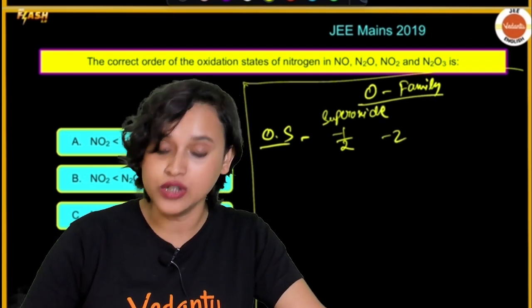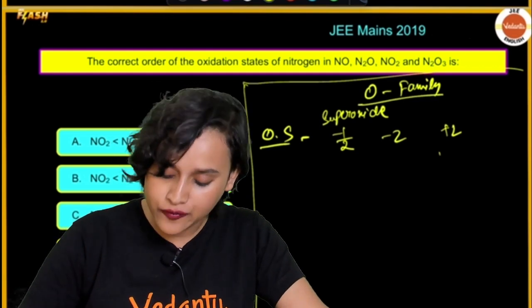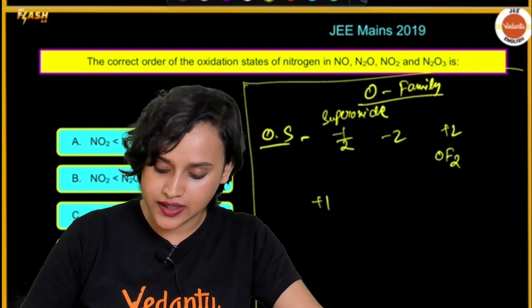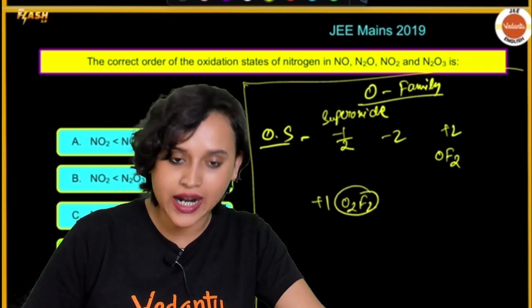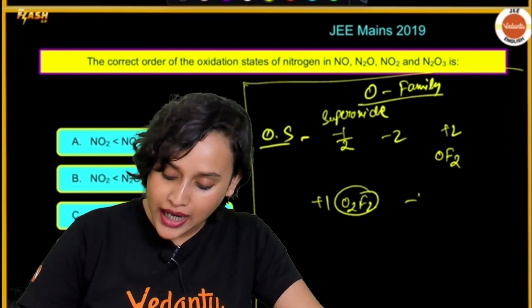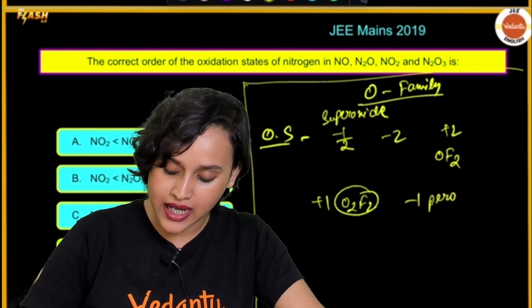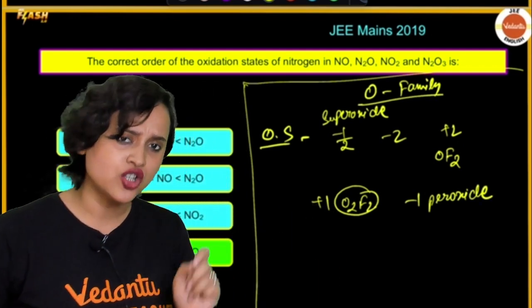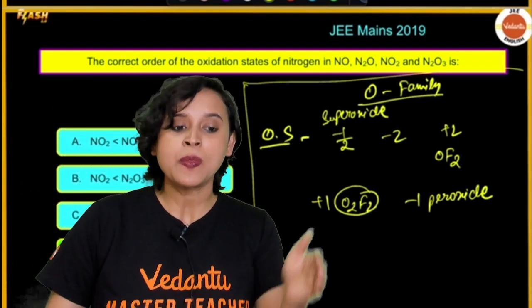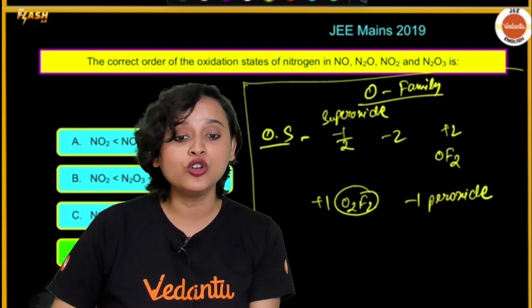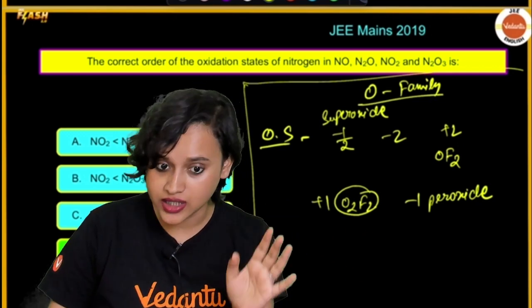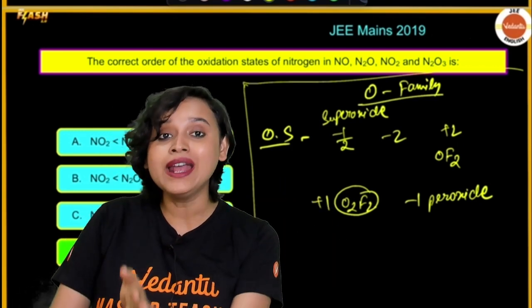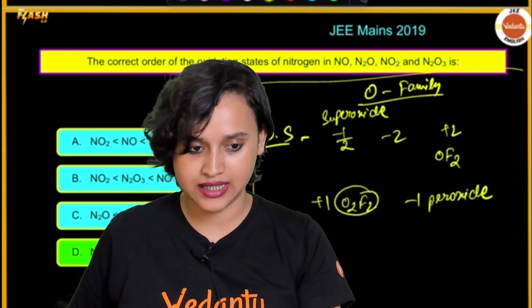It can show -2. It can show +2 when it forms a compound with fluorine, OF2. It can show +1 oxidation state when it forms O2F2. And it can show -1 oxidation state when it forms peroxide. Of course, +6 oxidation state it can show, but not so much. As you go down the group, especially for polonium, you will not be able to see the +6 oxidation state because of the inert pair effect, which you already know. So oxygen can show many different oxidation states.